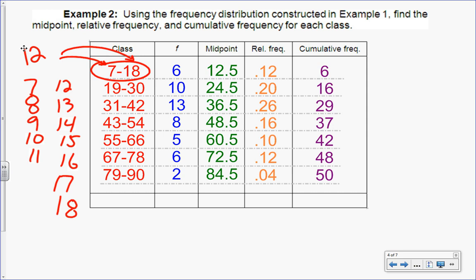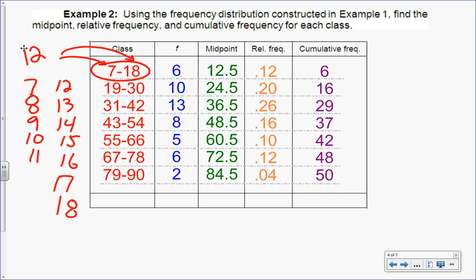And my sample size was actually 50 people, right? And so that makes sense that it ended at 50. And the relative frequency, again, is kind of just the percent of the data that fell into that class. So 12%, 20%, 26%, and so forth. Okay? Any questions? All right.